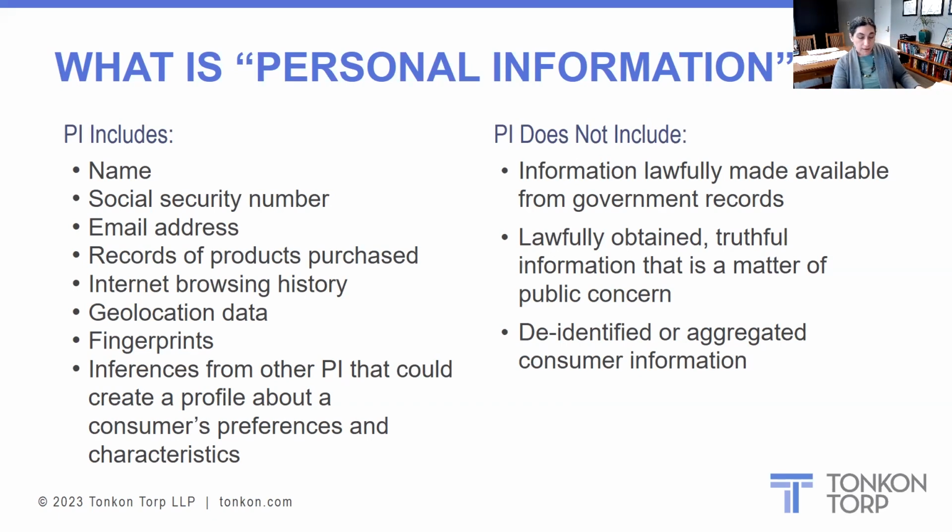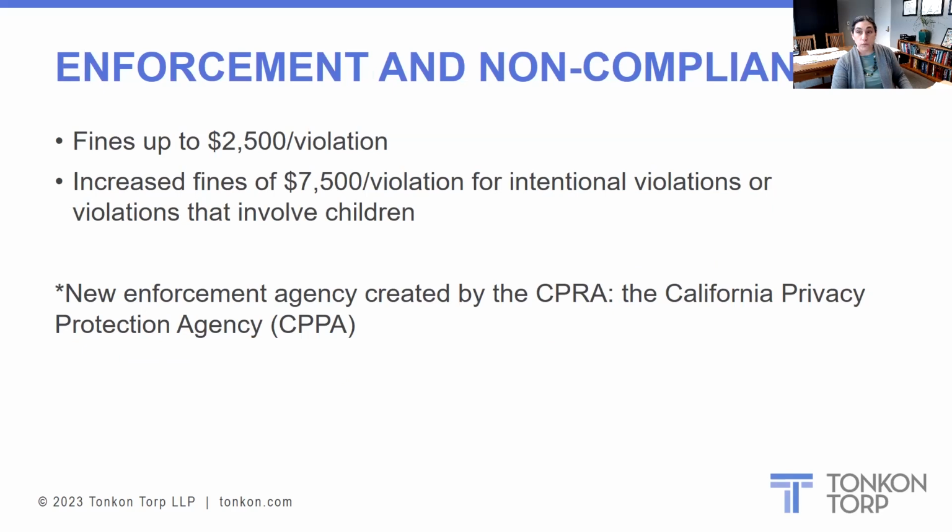And then finally, moving on to enforcement, violations of the CCPA are currently subject to enforcement right now by the California Attorney General. And those include fines of up to $2,500 for each violation. And then those fines can be increased if the violations are intentional. That is after you get a notice and you have a 30-day opportunity to cure. If you continue violating, then those fines go up. And also there are higher fines if children are involved.